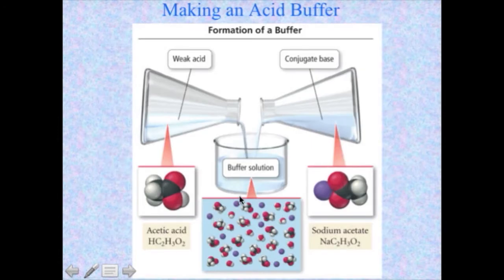So how do you go about making a buffer? You take some weak acid and mix it with its conjugate base, and now you have a reservoir that will neutralize any strong acid or strong base that you add to the solution.